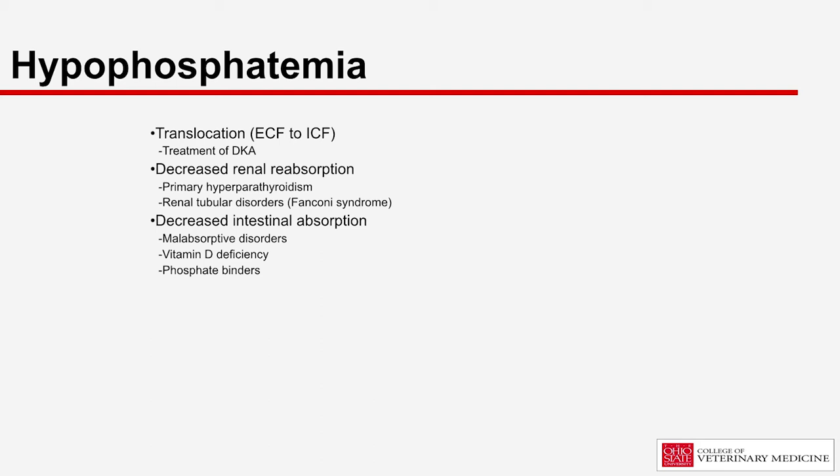Hypophosphatemia could also be due to decreased renal absorption. The big one there is primary hyperparathyroidism, where you have too much PTH, so you're excreting too much phosphorus in the urine. So when you see, especially, a 6-year-old Keeshond that has a calcium of 14, and you look at the phosphorus and it's like 1.8, the first thing you think about is primary hyperparathyroidism. Fanconi syndrome would be a relatively rare cause of hypophosphatemia.